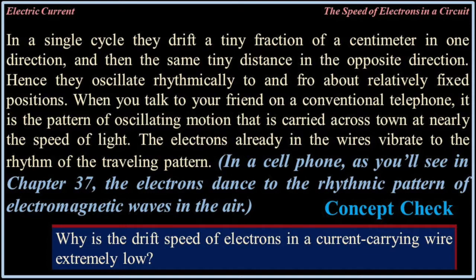When you talk to your friend on a conventional telephone, it is the pattern of oscillating motion that is carried across town at nearly the speed of light. The electrons already in the wires vibrate to the rhythm of the traveling pattern. In a cell phone, as you'll see in Chapter 39, the electrons dance to the rhythmic pattern of electromagnetic waves in the air. Concept check: Why is the drift speed of electrons in a current-carrying wire extremely low?